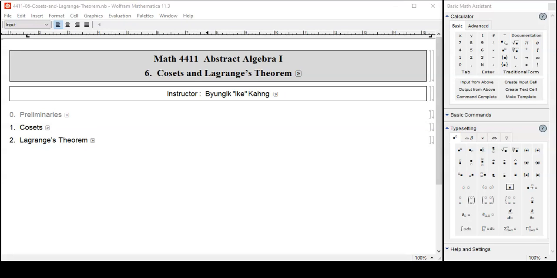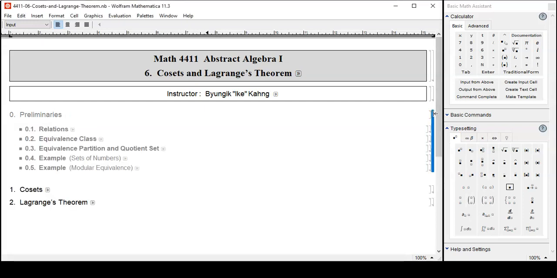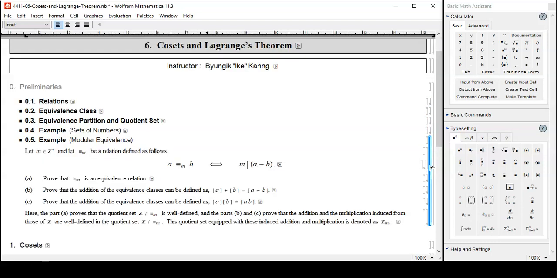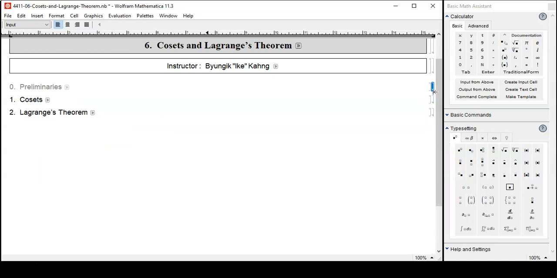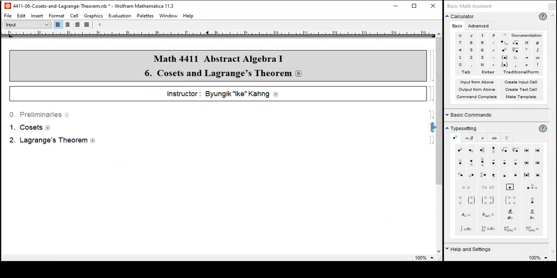The main tool for lesson 6 is the theory of equivalence relations. If you're unsure of any of these, equivalence relations, equivalence classes, equivalence partitions and quotient sets, then please review section 0 of this notebook. Also, you may want to take some time on modular equivalence, the construction of ZM as well. Otherwise, let's go to section 1, cosets.